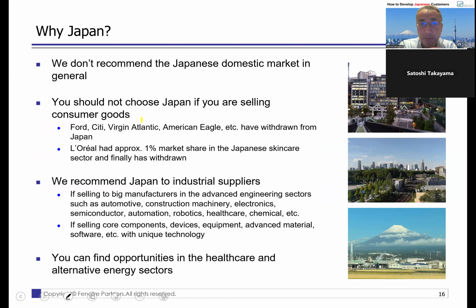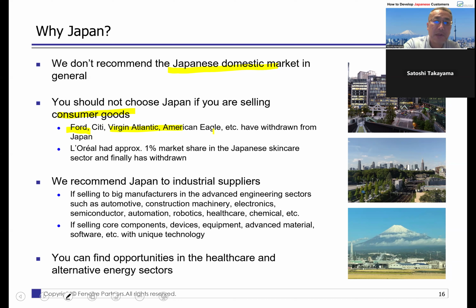So this is a wrap up of the first session. We don't recommend Japan in general. For example, if you are selling consumer goods, definitely Japan is not a good destination. For example, Ford. Now the president of the USA criticized Japan, saying Japan doesn't import American cars, but simply there's no demand for American cars. So that's why Ford made the decision to withdraw. Actually, Ford was trying to develop the market together with Mazda on partnership. But they made a decision to withdraw maybe several years ago or 10 years ago.